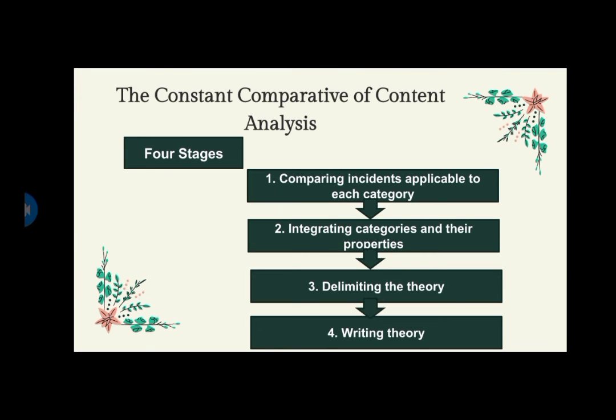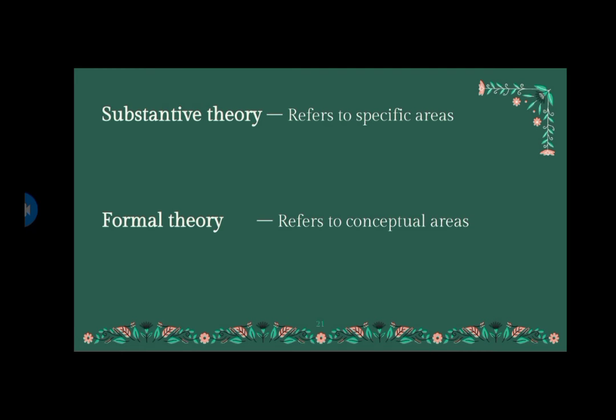Comparative analysis can be used to generate substantive theory and formal theory. Substantive theory refers to specific areas such as alpha keys and internet search strategies. Formal theory refers to conceptual areas such as information seeking, patterns, and relevance criteria.